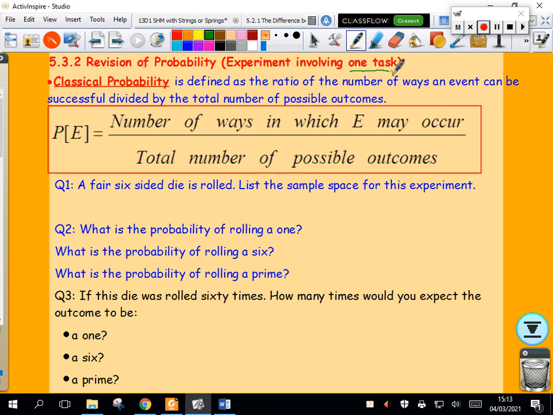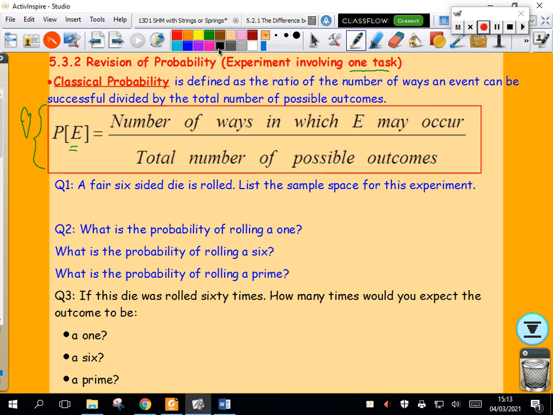The most important thing in probability is this equation, which says the probability of any event E taking place is the number of ways in which that event may occur divided by the total number of possible outcomes. You have got to learn that by heart. And everything in probability comes out of understanding that equation. So you've got to know that. The number of ways an event may occur divided by the total number of possible outcomes.